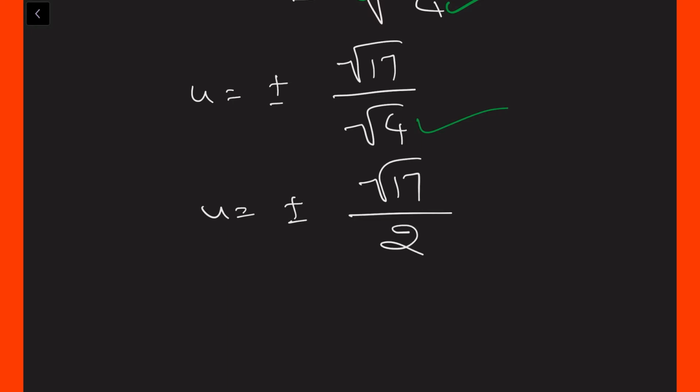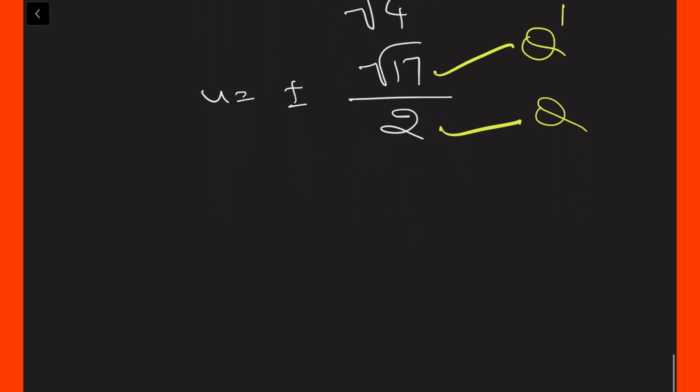Now if we observe this final answer clearly, here the numerator is √17, which is an irrational number, whereas only 2 is a rational number. This is irrational and this is rational. Irrational divided by rational is an irrational number.